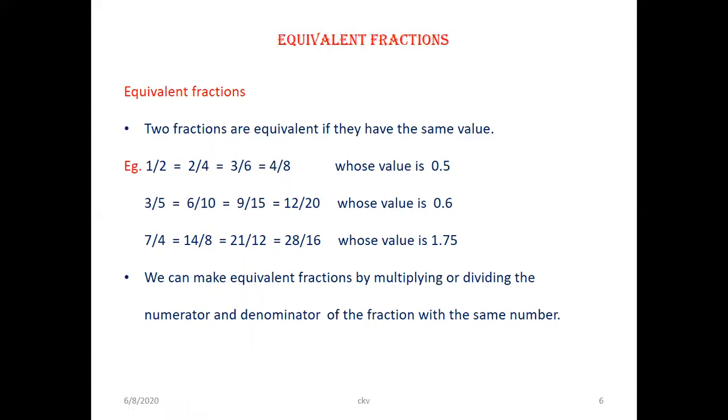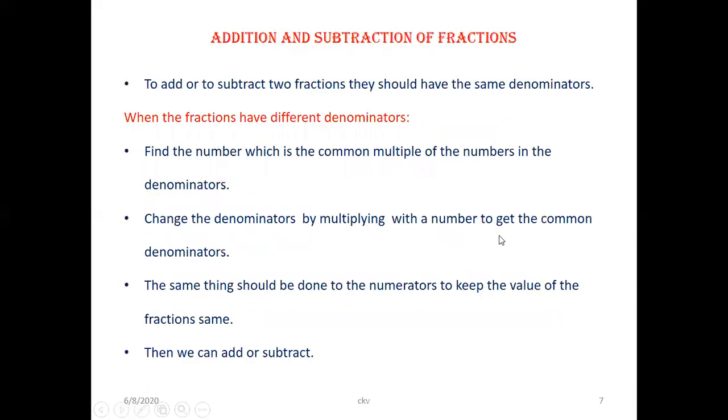So we can make equivalent fractions. How? By multiplying or dividing the numerator and denominator of the fraction with the same number. You can multiply both numerator and denominator with the same number, or you can divide both numerator and denominator with the same number, to get the equivalent fraction from the given fraction. This concept is very important.